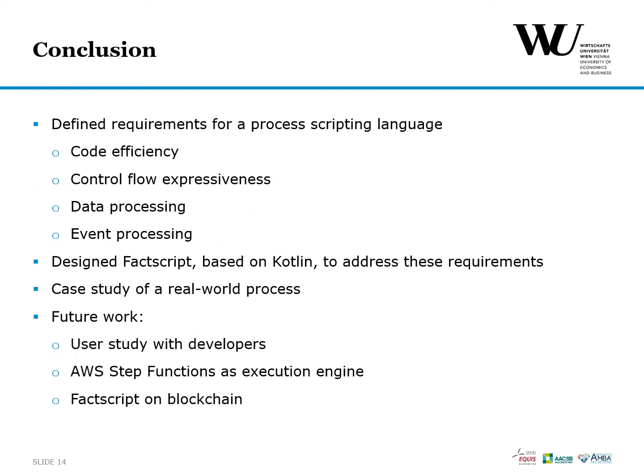So to sum it up, in this work we defined the requirements for a process scripting language, namely code efficiency, control flow expressiveness, data processing support, and event processing support. To address these requirements, we have designed FactScript, which is a DSL based on Kotlin. We did a case study of a real-world process to evaluate our process scripting language, and in future work we will do a user study with developers. We will also implement another execution engine, namely AWS Step Functions, and we're also working towards putting FactScript on blockchain.